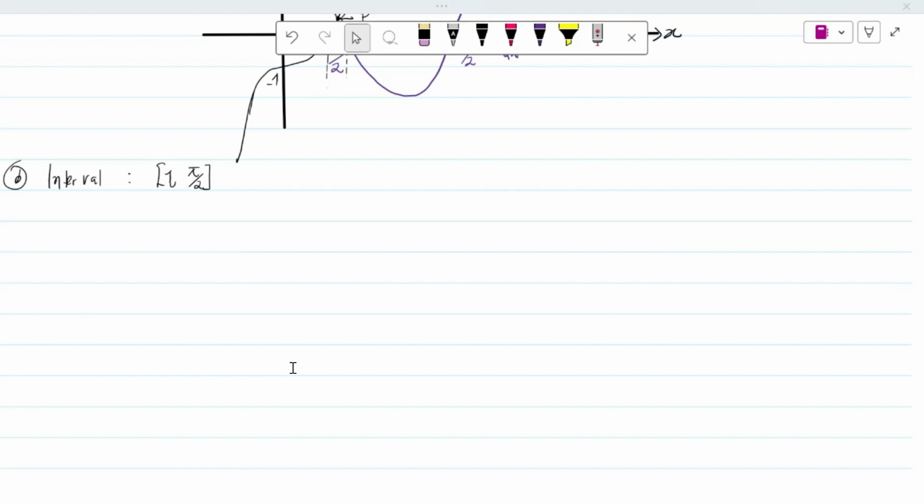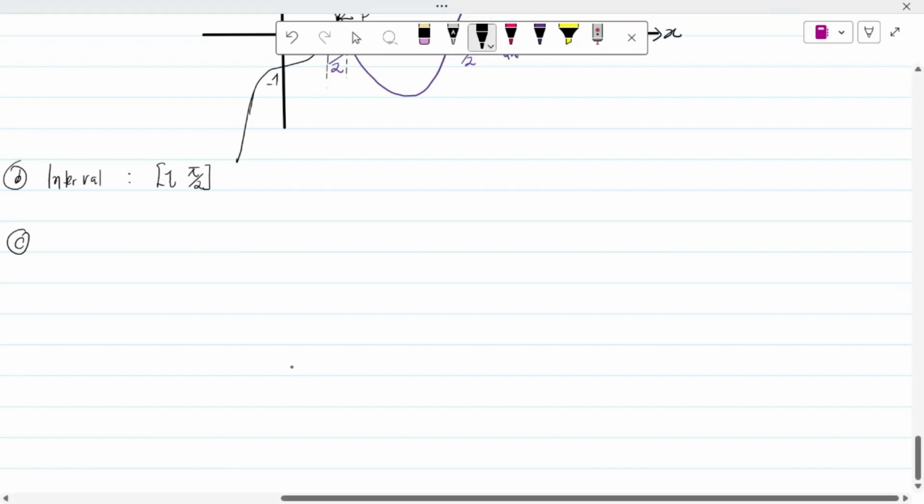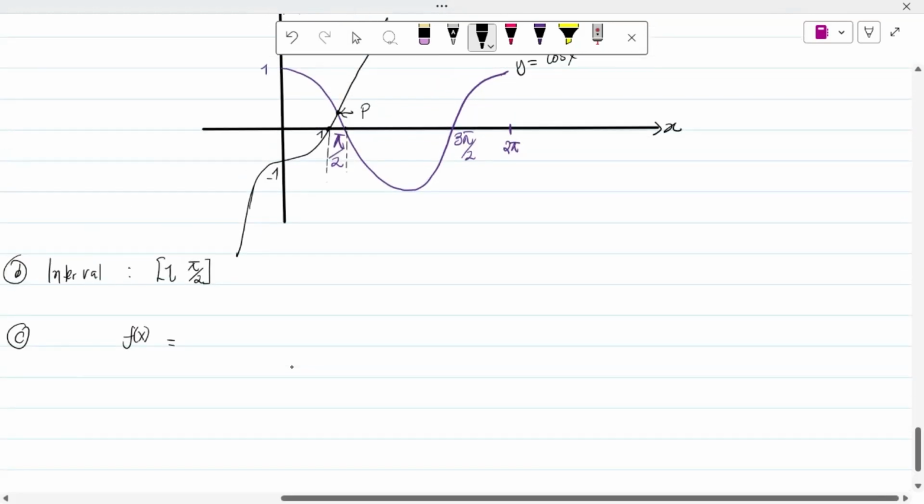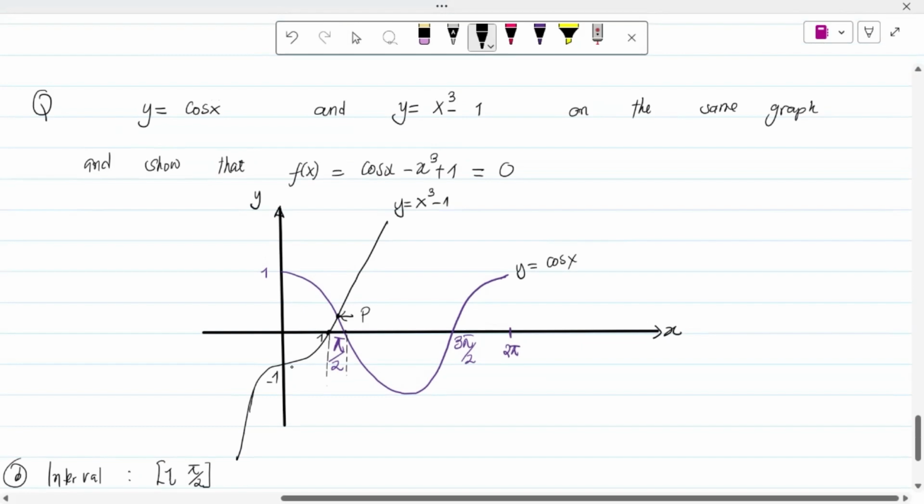f of x is equal to 0. So you just have to use the bisection method here, and you know how to do this, right? If you have the interval, the function given to us is a combination of two functions. When you equate them, cos x is equal to x cubed minus 1, this is what you get. You get that function.